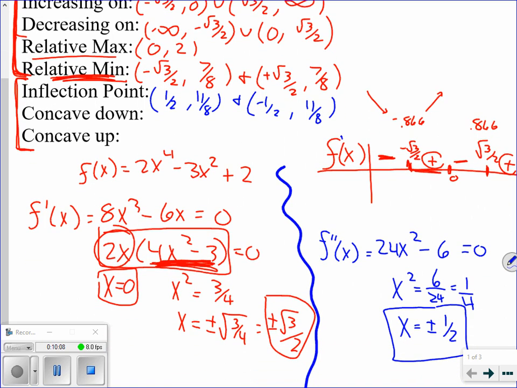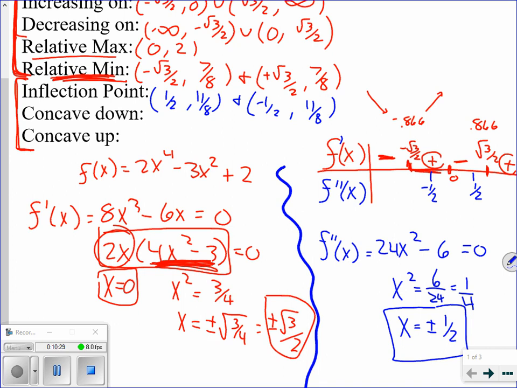We're going to put those inflection points on the number line. This was the derivative, by the way. I like to do the second derivative usually on the same number line if I can, just kind of like acceleration and velocity. Okay. I'm going to put negative 1/2, which is about right here. And I'll put positive 1/2, which is about right here.